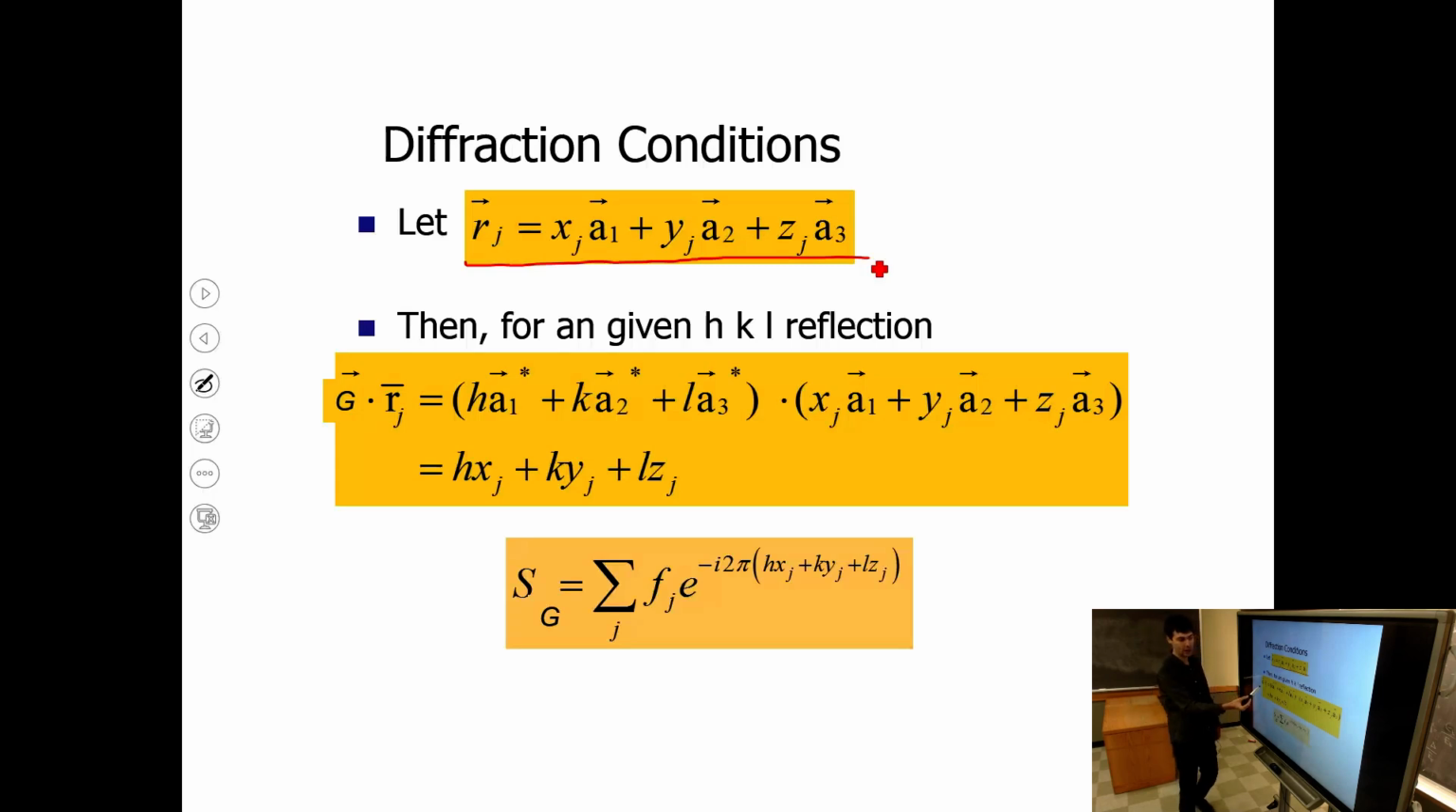Right? So G dot R will give us H times X, K times Y, L times Z for the jth atom. J is enumerating the atoms inside the unit cell. So G dot R will just be H X_j, K Y_j, L Z_j. And these HKL are related to the scattering direction of the X-rays, right? Because K minus K prime is some kind of G.